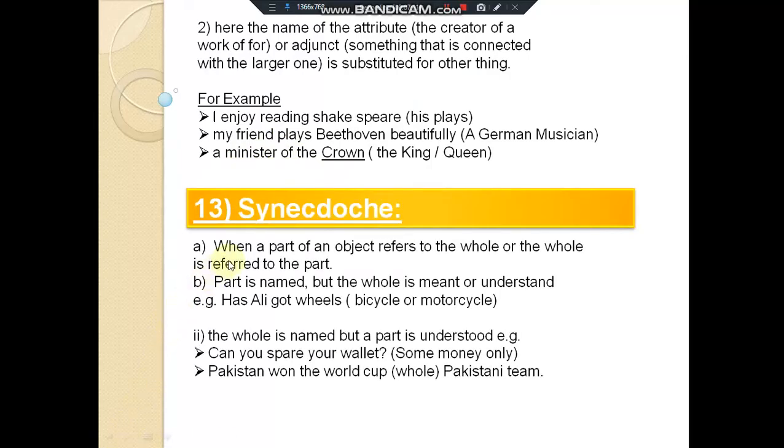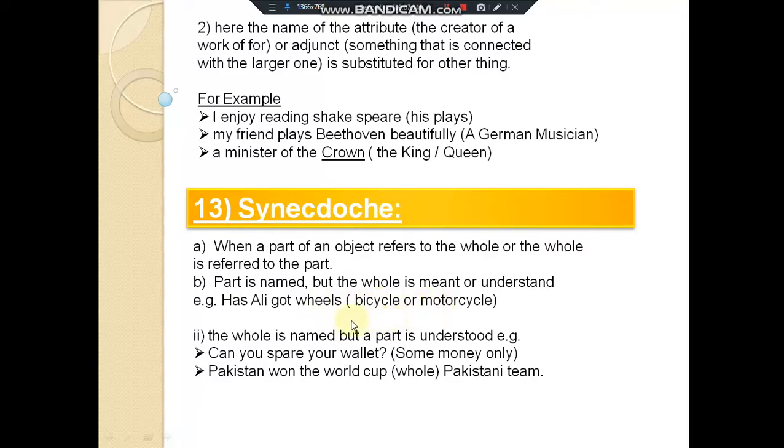Synecdoche is basically when a part of an object refers to the whole, or the whole is referred to by the part. For example, first, when the part is mentioned, meaning when you mention a part of an object, but the whole is meant or understood. For example, if I say, has Ali got wheels? It is a part. Wheels are obviously part of a car, a bicycle, or a motorcycle.